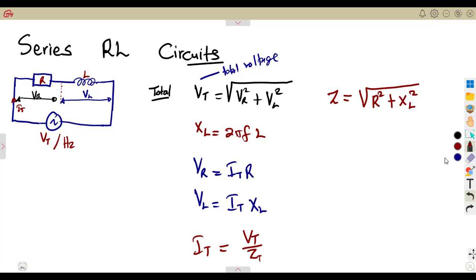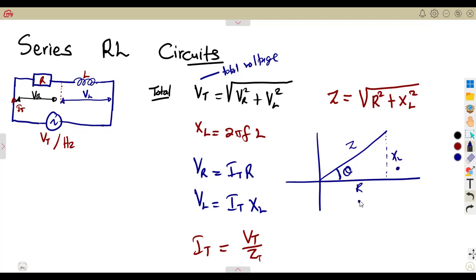And you also talk of the phase angle. Just like I presented before, this will be your Z, this will be your XL, this will be your resistance. So you see that the theta is here, which is our phase angle. You can talk of this phase angle in terms of XL and R, in terms of XL and Z, or in terms of Z and R. It's the way that you write the phase angle, guys. It's up to you.